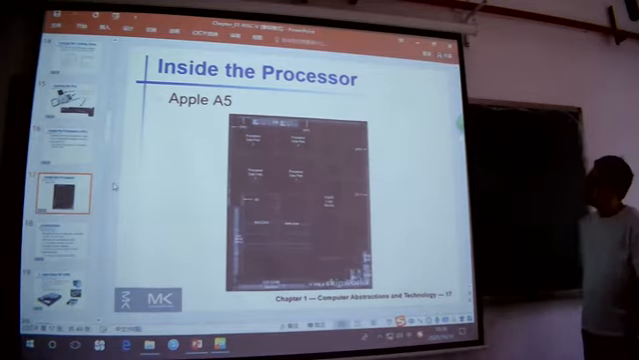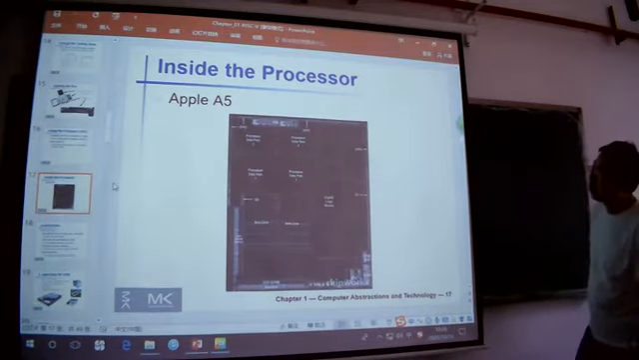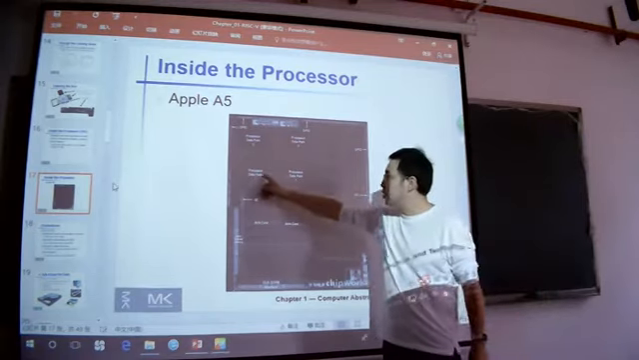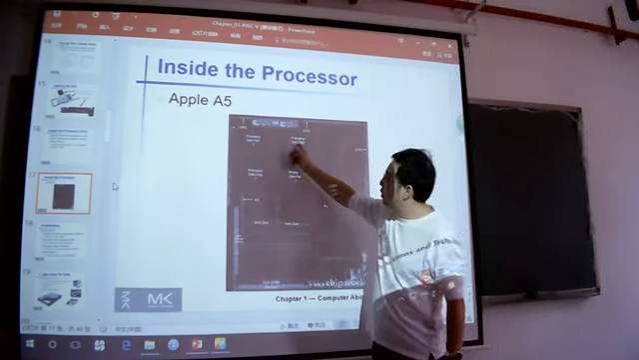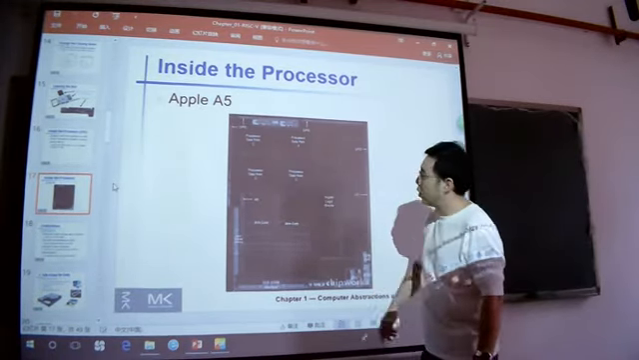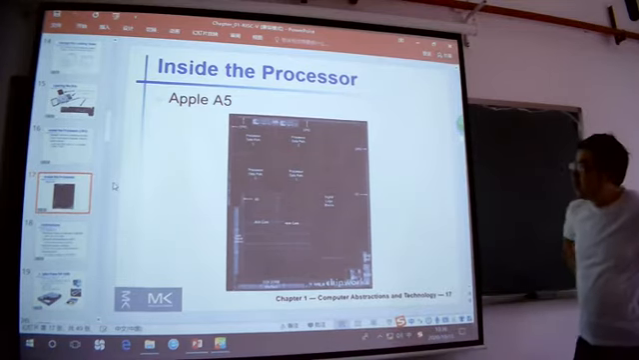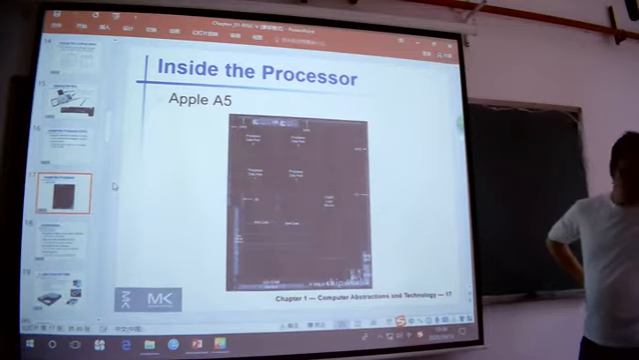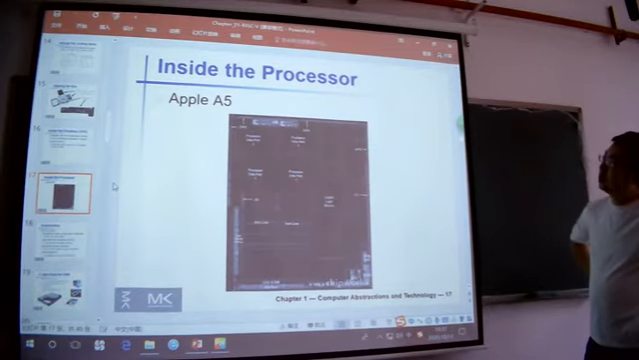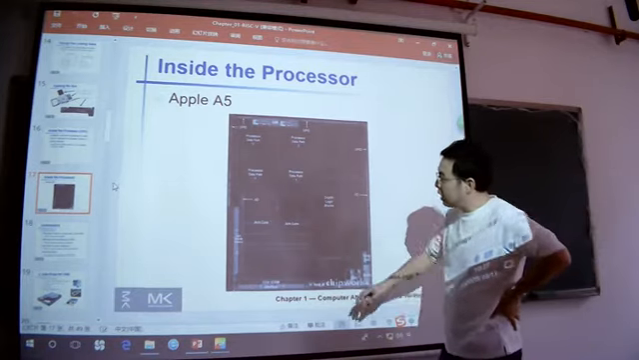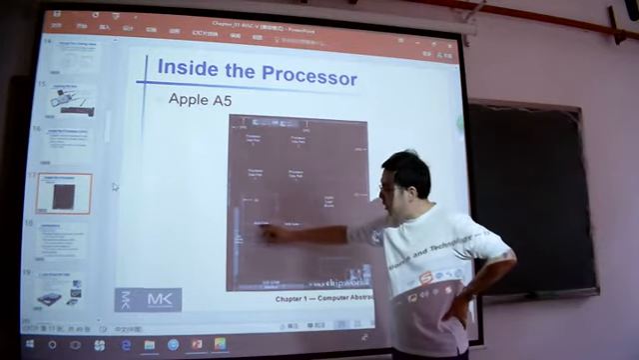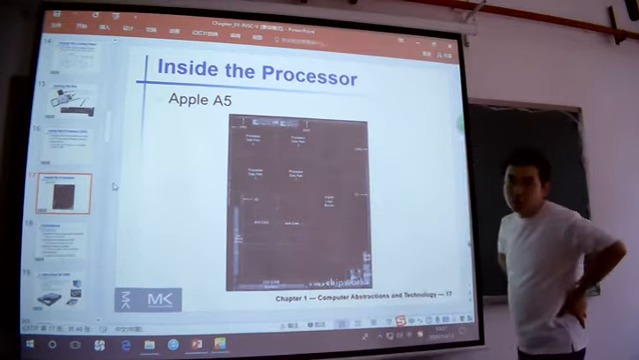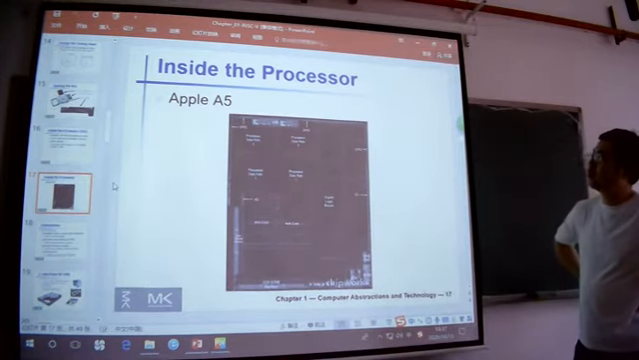This is the Apple A5 CPU. We find processor and processor. So we can see the A5 can have 4 processors. It is a multiple processor. In the processor we find ARM, we call it ARM core. ARM core is useful for the processor.